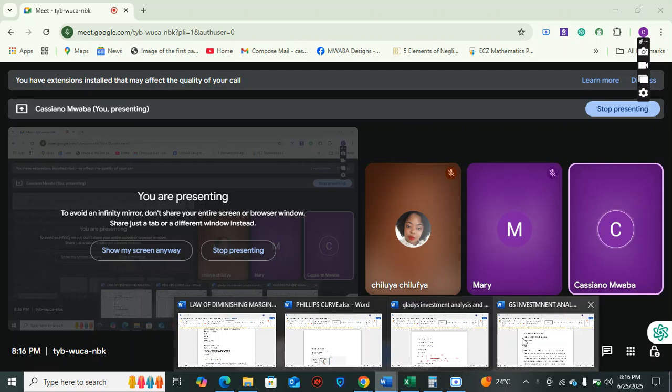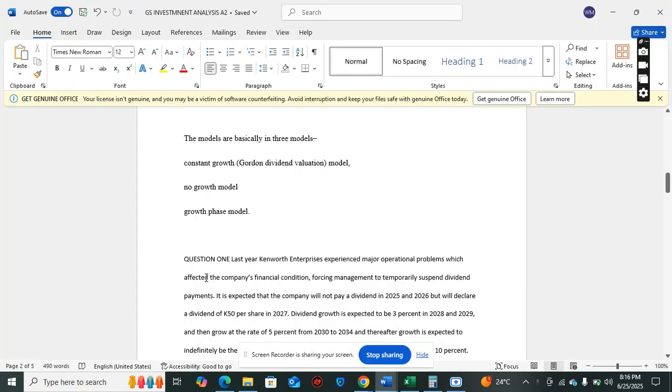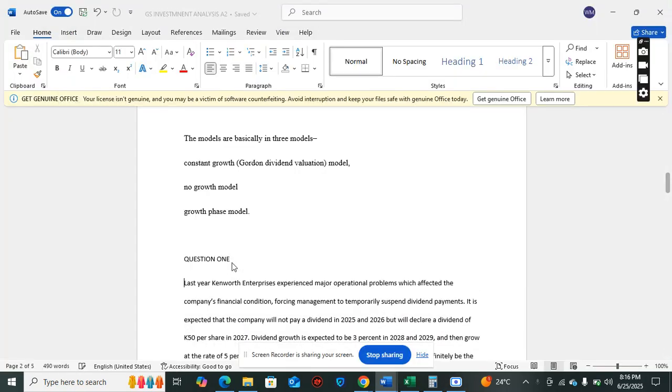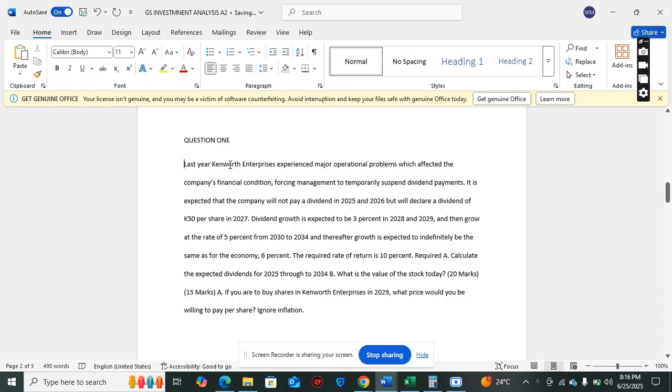All right, so we have a question here. It says last year, Kenworth Enterprises experienced major operational problems which affected the company's financial condition, forcing management to temporarily suspend dividend payments. It is expected that the company will not pay dividend.